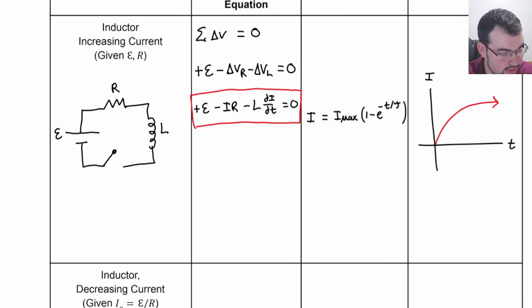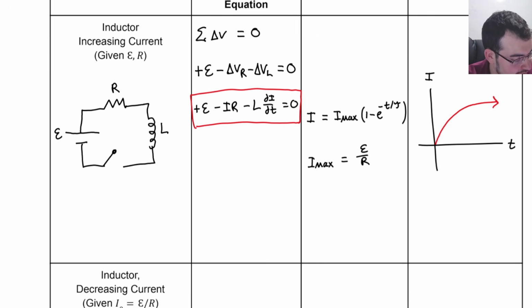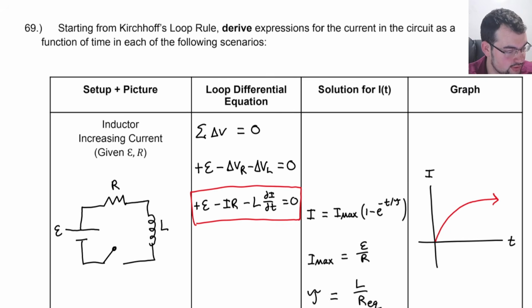The only other thing to note is that, yes, we know this parent function is the solution, but these parameters I max and tau still need to be determined. For I max, we know that after a long time, this inductor basically just becomes a wire. So after a long time, we just have a resistor in series with a battery. So I max is just going to be the typical Ohm's law current, E over R. And then tau, for an LR circuit, is not LR, but it's L over R. And this is R_EQ. If there's a bunch of R's in there, you have to do R_EQ first. So that is the solution to the ramping up graph.